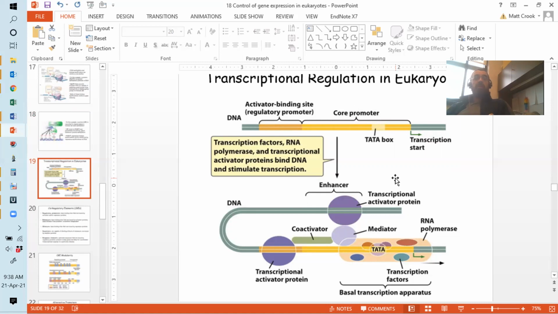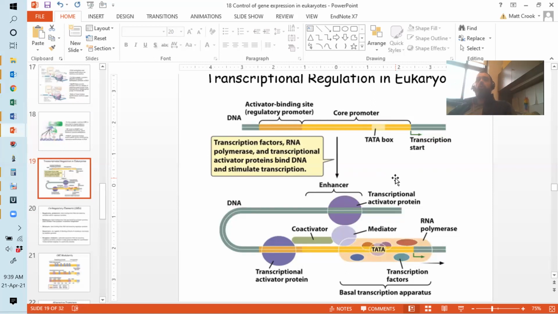You can find this out for different promoters simply by cloning different size pieces of it in front of, say, a green fluorescent protein. Then you can see, well, if it's that long, we get expression. If it's that long, we don't. So that's the minimum length.